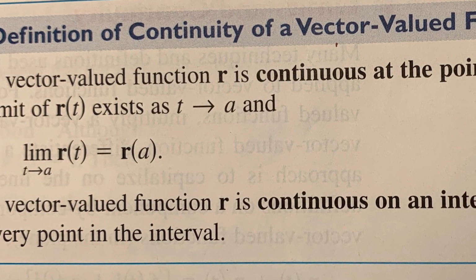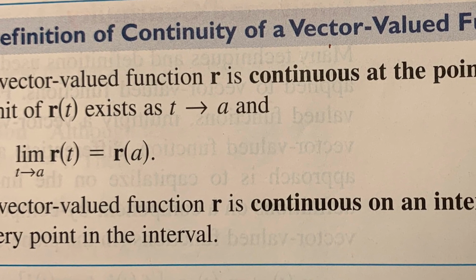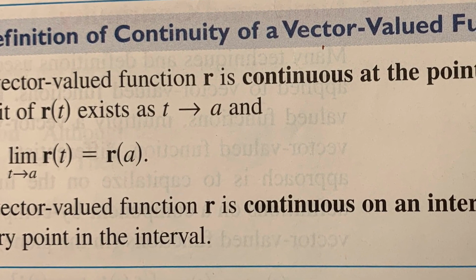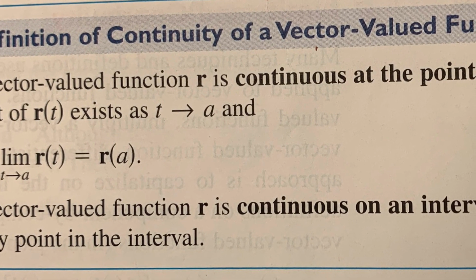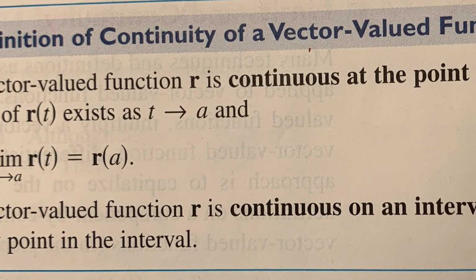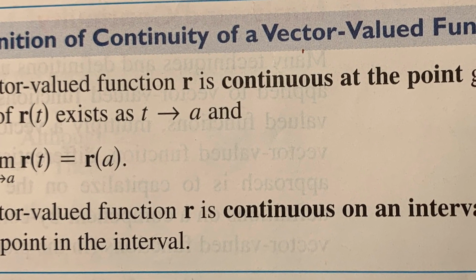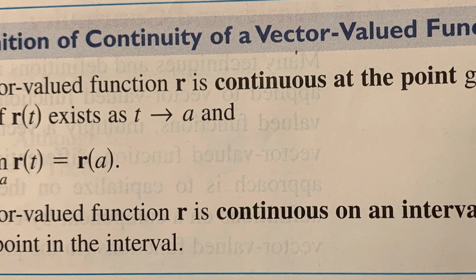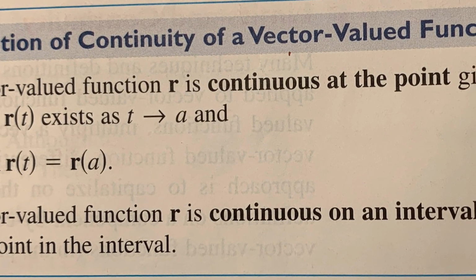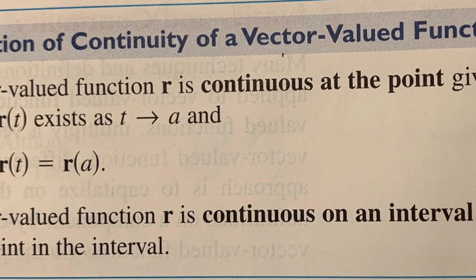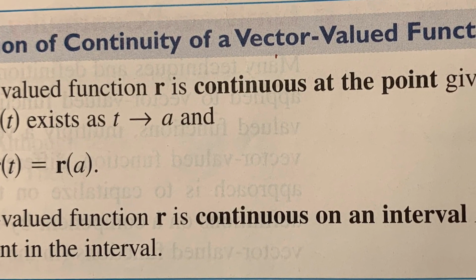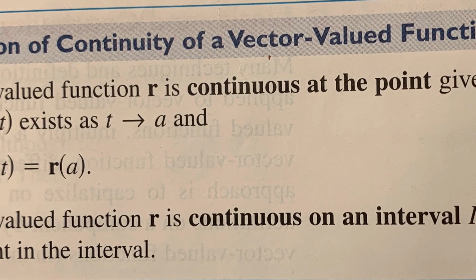To test the continuity of a vector valued function, you just need to find out if the limit of r(t) as t approaches a is equal to r(a). If it equals r(a), then the vector valued function is continuous.